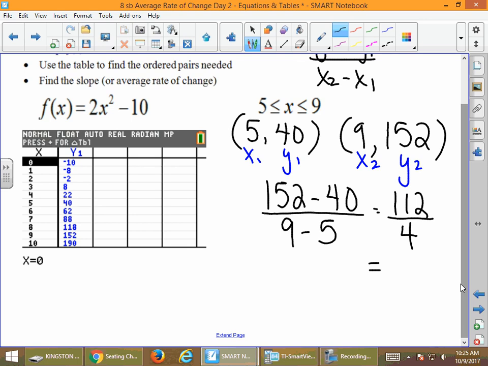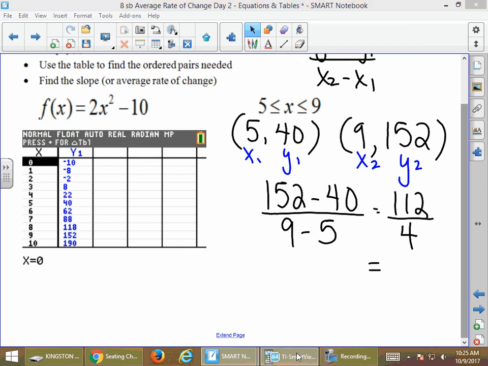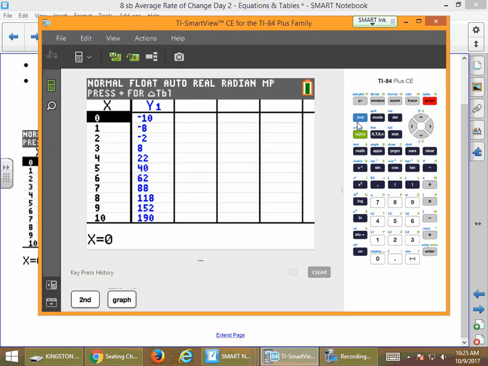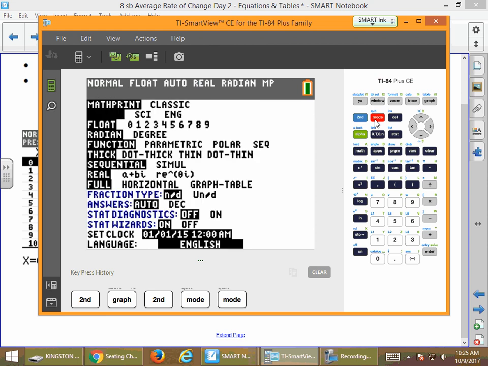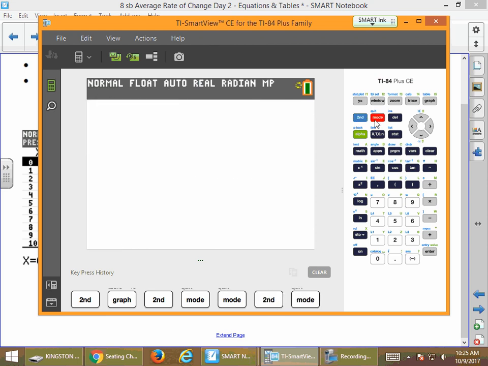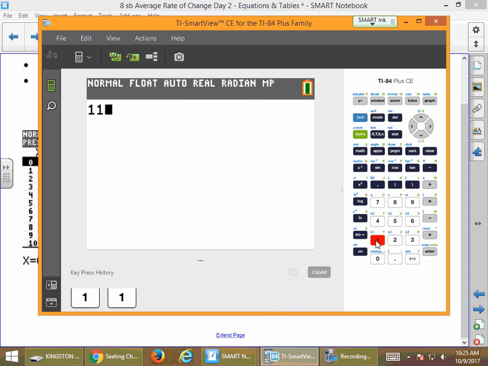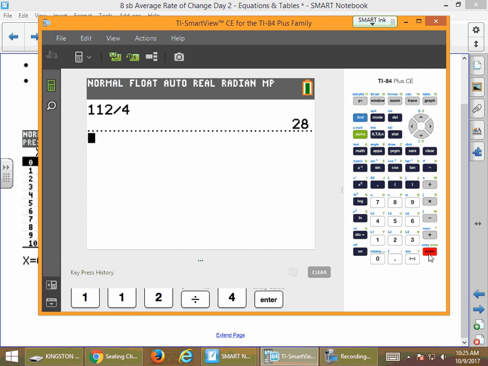And we can type that in. 112 divided by 4 is 28.